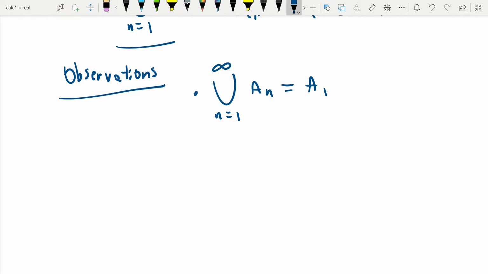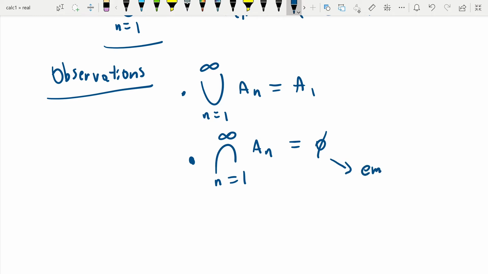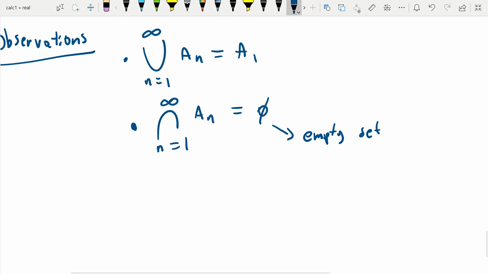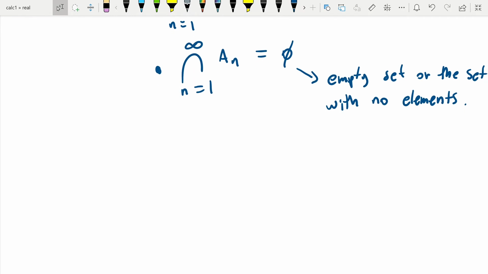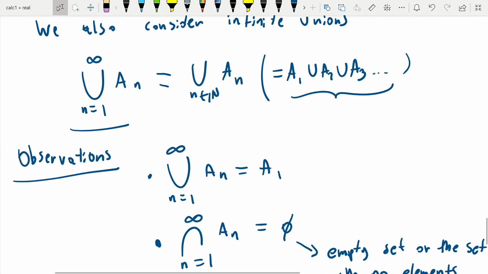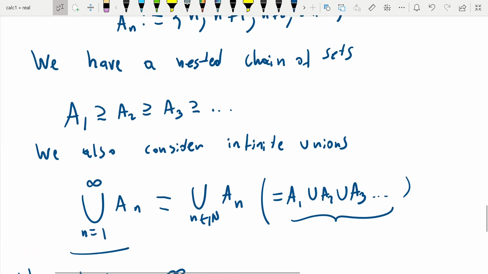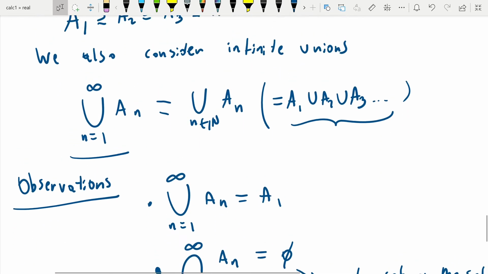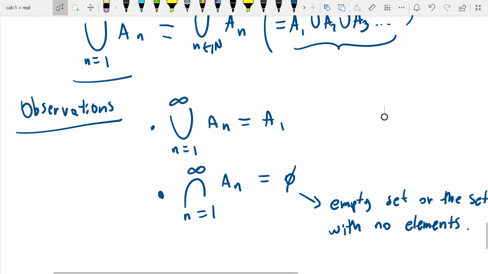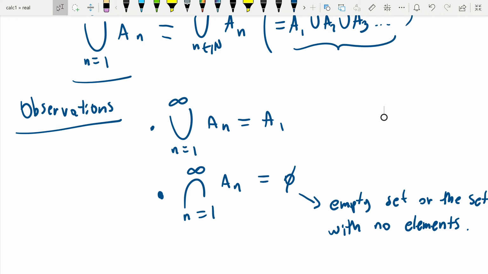And then the next observation is that if you take the intersection of all of the A sub n's, you end up with nothing. So this is phi, which is a notation for the empty set, or the set with no elements. This is true for this particular example. But in general, if you have a descending chain like this, the union of all the sets will be just the first set.